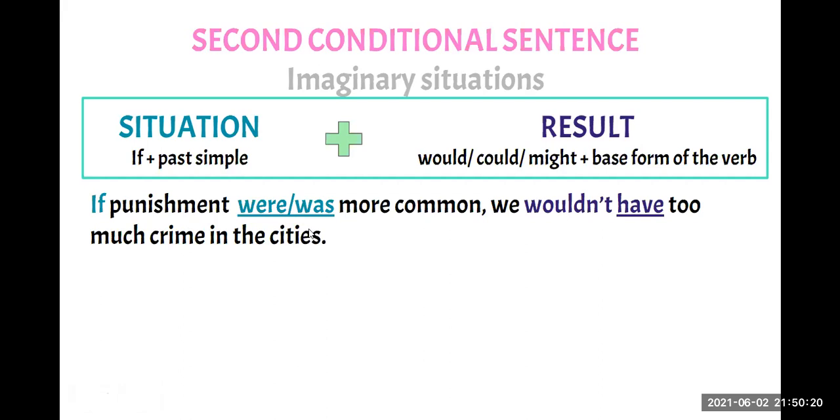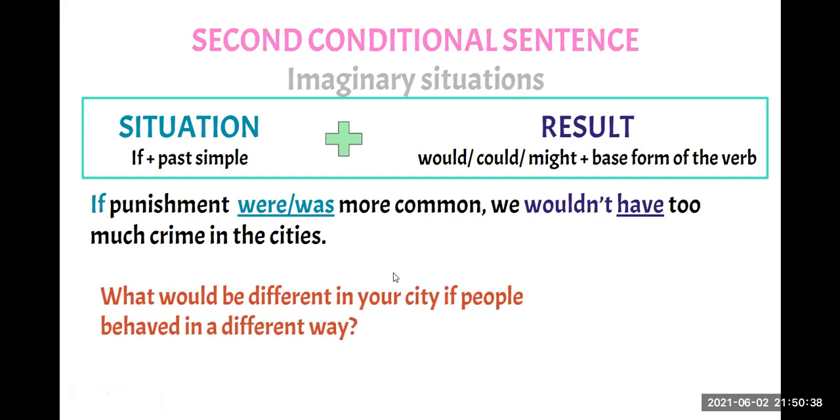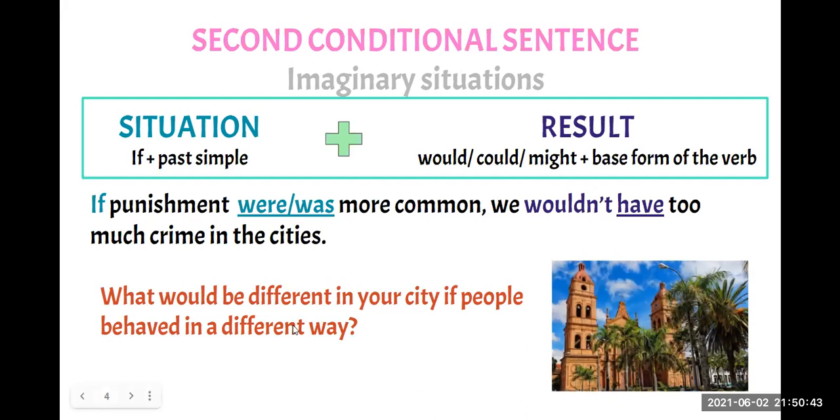We can say, we wouldn't have too much crime in the cities if punishment were more common. Si ponemos la parte de if al final no necesitamos una coma. Pero si la ponemos al principio, sí necesitamos una coma. Okay? So here I have a question for you. What would be different in your city if people behave in a different way? So I want you to think about this question. I want you to think, how can you answer this question?